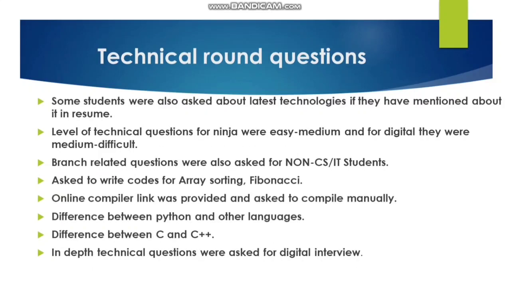Some students were also asked about the latest technologies if they had mentioned them in their resume. The level of technical questions for Ninja was easy to medium, and for Digital it was medium to difficult. Branch related questions were also asked for non-CS students, that is civil, mechanical, electrical, and they were asked to write code for array sorting and Fibonacci series. An online compiler link was provided and they were asked to compile manually. Difference between Python and other languages, difference between C and C++.